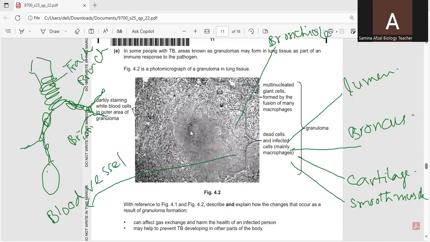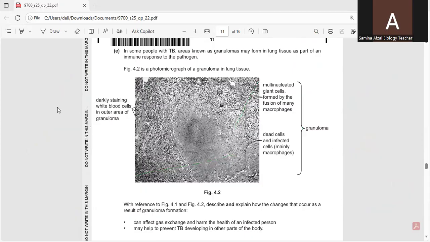Now we are moving towards the other question. In some people with TB, areas known as granulomas may form in lung tissues as part of an immune response to the pathogen. Here you can see the different areas they have told us about in the photomicrograph. Darkly staining white blood cells are in the outer area of the granuloma. They are dark in color.